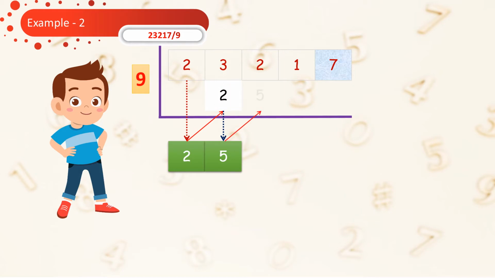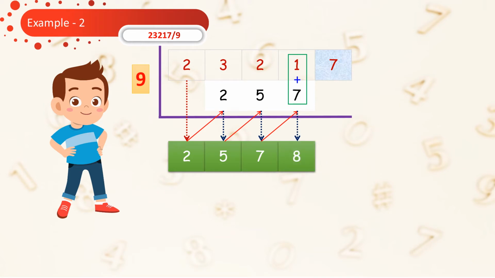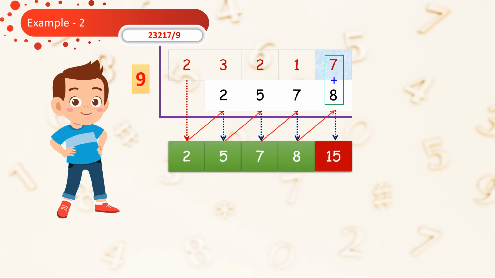Take the 5, put it below the 2. 2 plus 5 is 7. Write down the 7. Take the 7, put it below 1. 1 plus 7 is 8. Finally, take the 8, put it below the 7, which is the unit digit in 23,217. 7 plus 8 is 15.